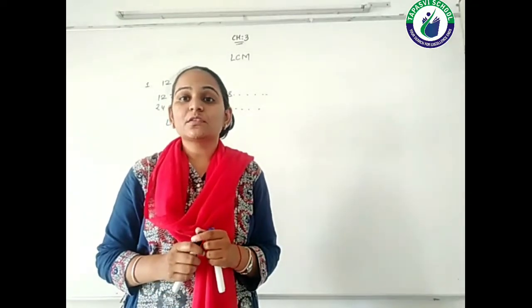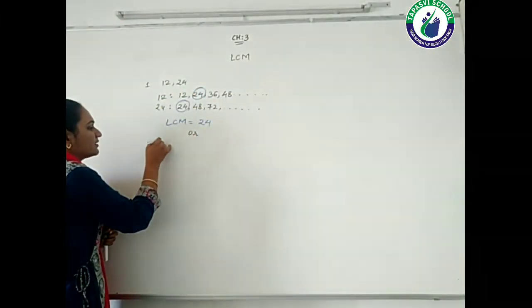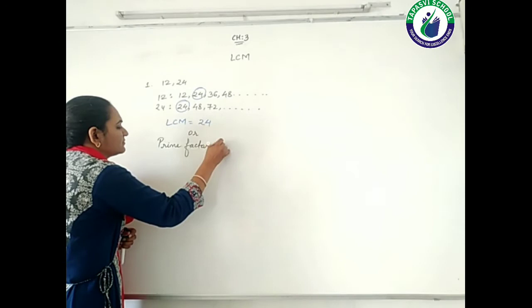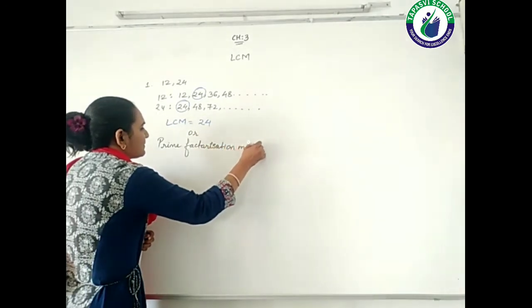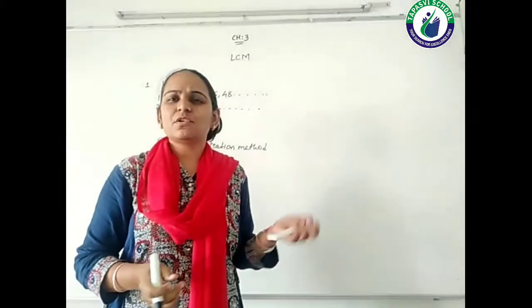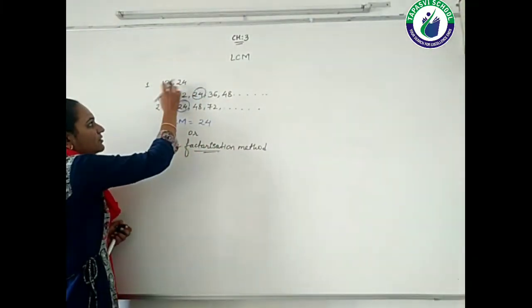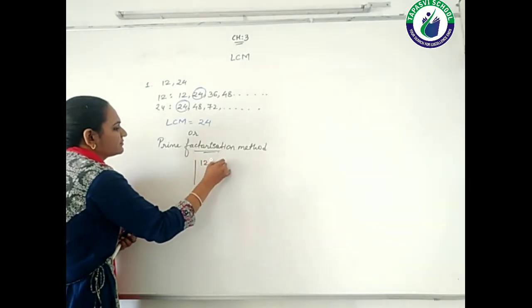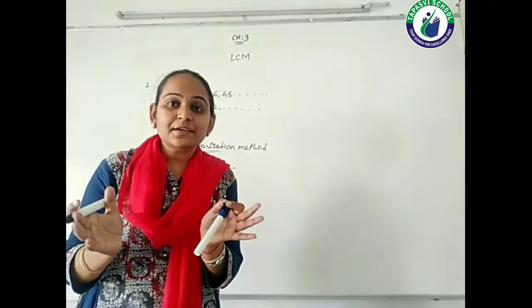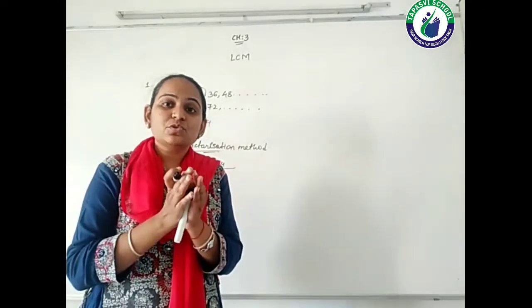Second method of doing the LCM is by the prime factorization method. There is one more way also, but if you do it by this one, that will be quite easy for you. So what you are supposed to do in this, you have to take both the numbers together here. In HCF we were doing it separately, in LCM we do it together.